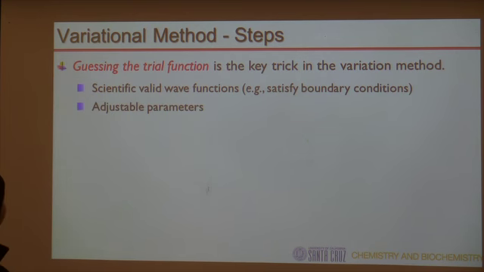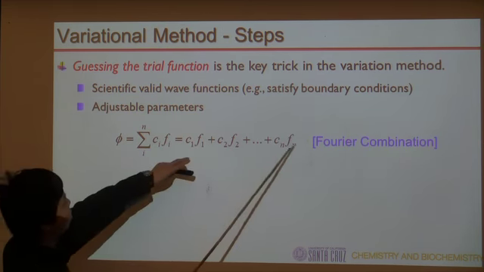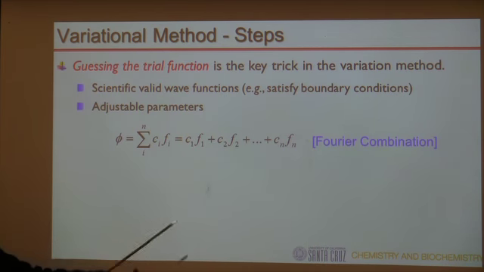The second guideline is that you should have some adjustable parameters for you to change your trial function. A typical way to do it is to use a linear combination of several basis wave functions. Do you feel this is similar to when we talked about superposition? We use this expression again as our trial wave function. Say f1, f2, f3, up to fn are all functions, which could be the eigenfunctions of the Hamiltonian operator, and I can then combine them together.